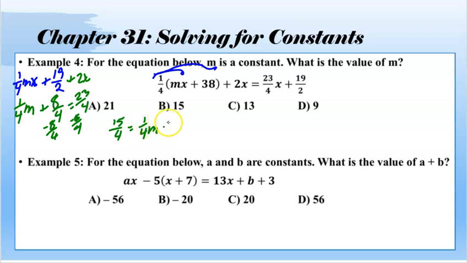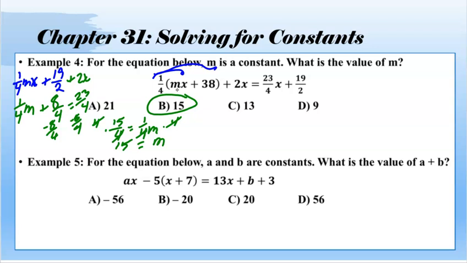And to get m by itself, I'm going to multiply by 4 because that's the opposite of dividing by 4. And now I'm left with m on this side, but whatever I do on one side, I do on the other. The 4's divide out, and I'm left with 15. So m would have to be 15.